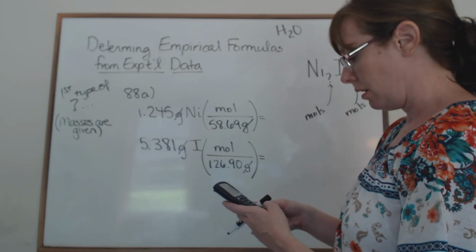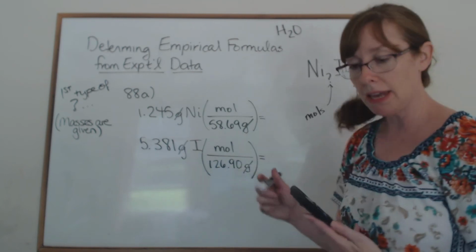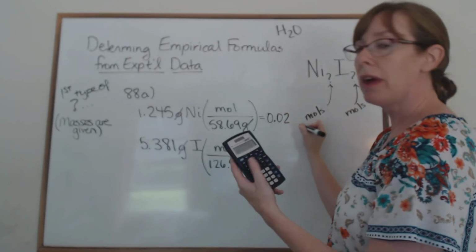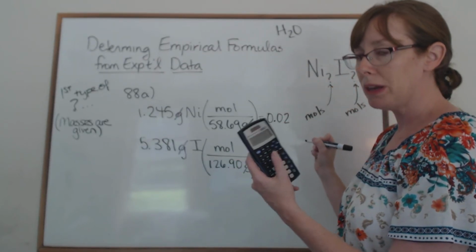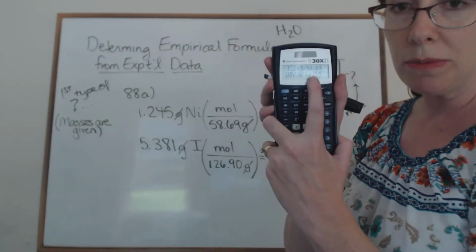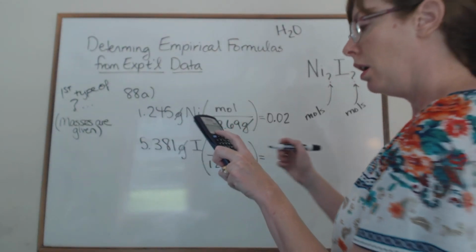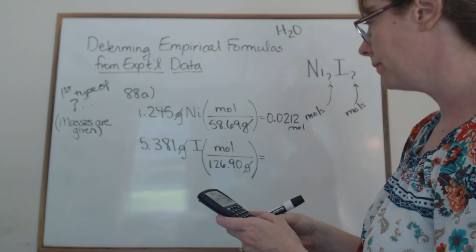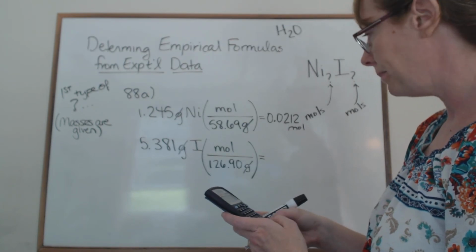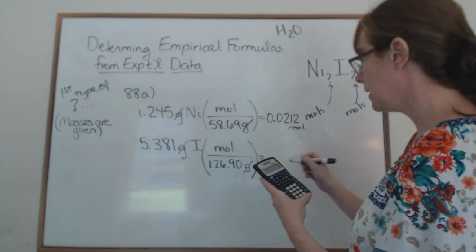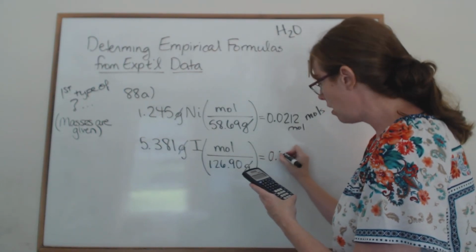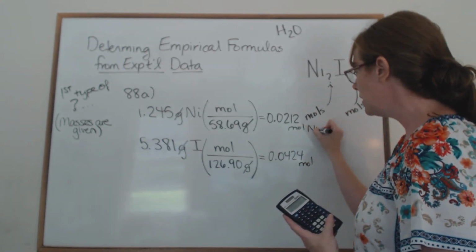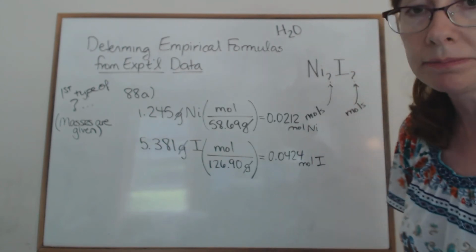1.245. So I'm getting 0.02. Now, you can round a little bit with these. Don't be crazy, but round a little bit. So this is too many numbers to write down. So I'm going to write 0.0212 moles. And then for this one, because you don't want to introduce too much error, but you don't have to be ridiculous. So 0.0424 moles. So the first one is moles nickel, the second one is moles iodine, correct?